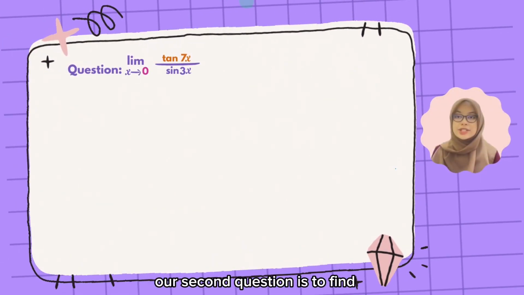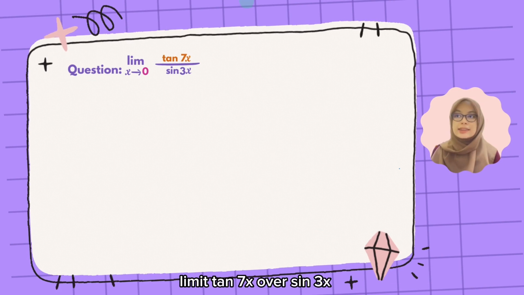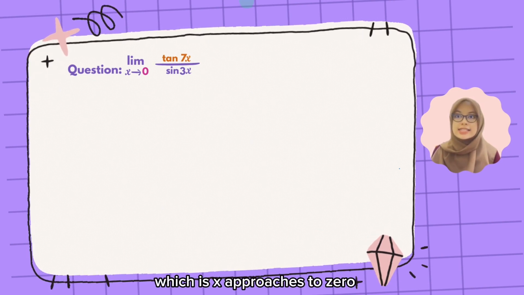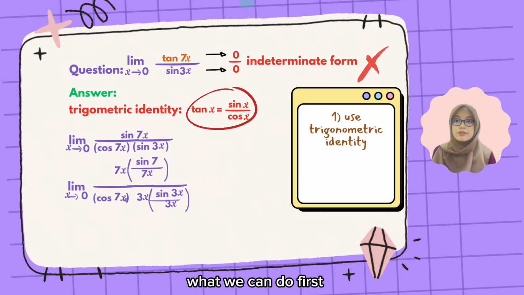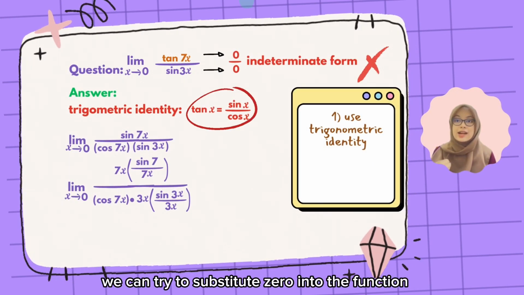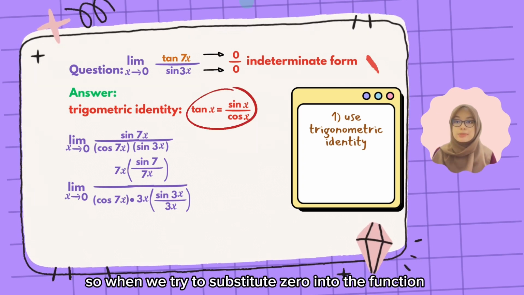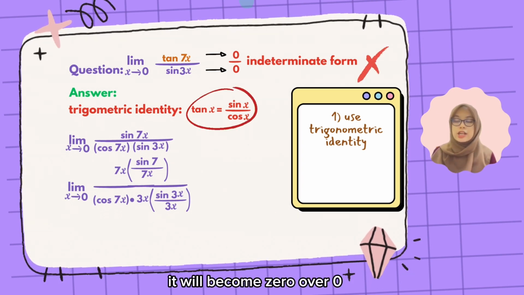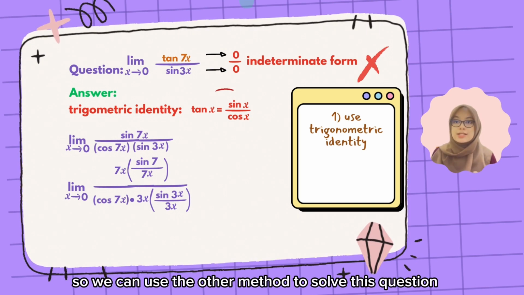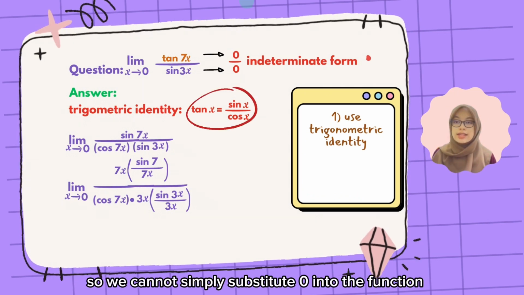Our second question is to find the limit of tan 7x over sin 3x as x approaches 0. What can we do first? First of all, we can try to substitute 0 into the function. When we substitute 0 into the function, it becomes 0 over 0, which is an indeterminate form. So, we can use another method to solve this question. We cannot simply substitute 0 into the function.